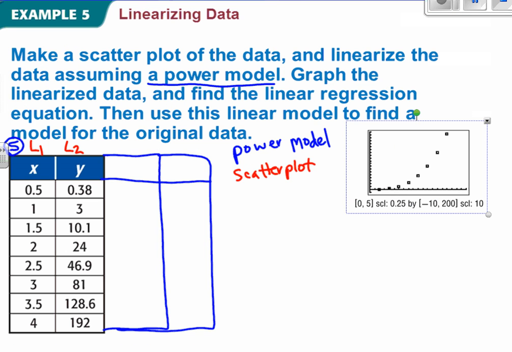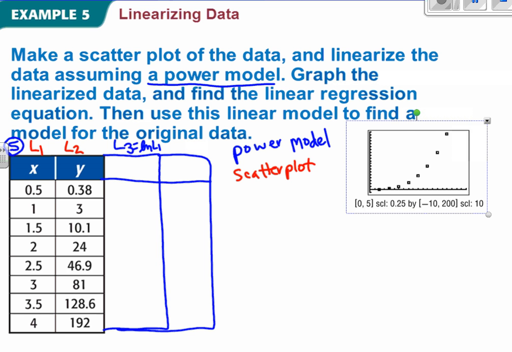And so these next 2 tables on our list, you're going to go to list 3, and you're going to name that as the ln of list 1. Do you know how to do that? Give me a head nod right now so I know if I should say that out loud.